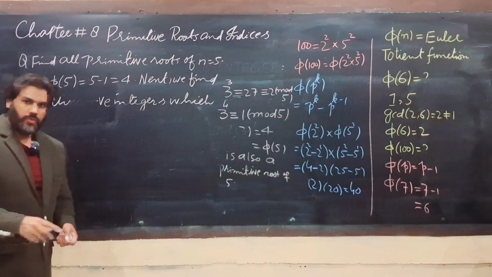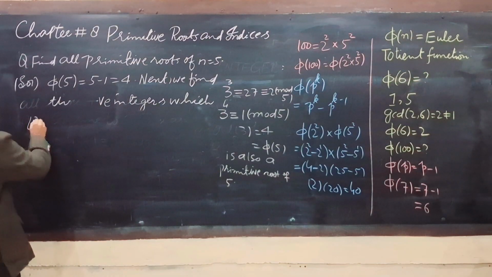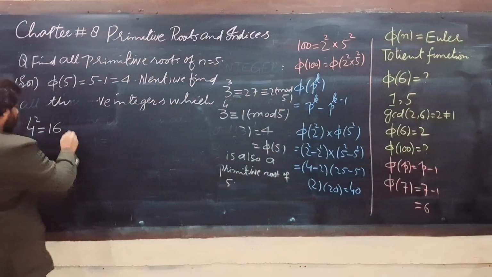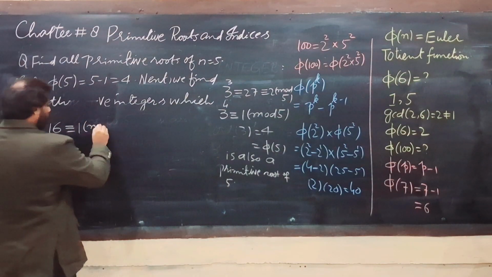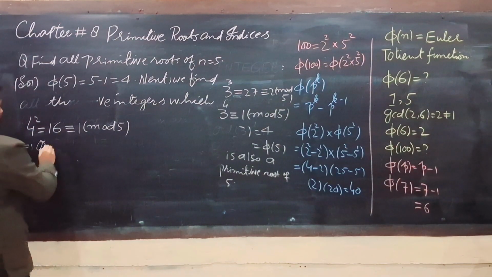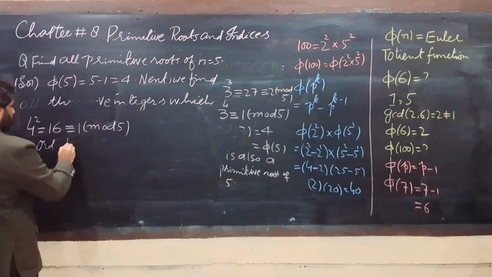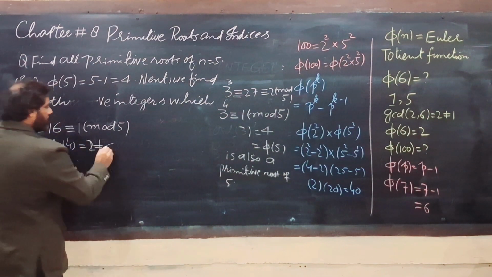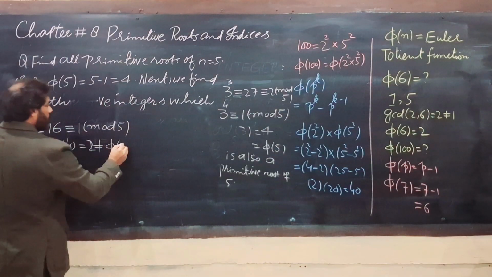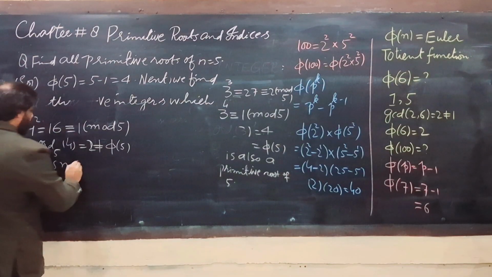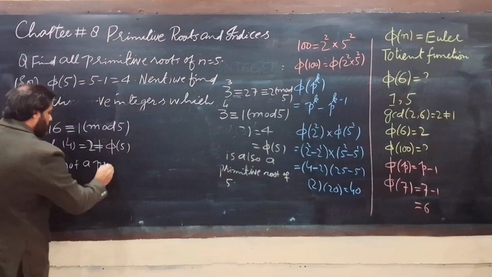Four raised to power 1 is 4 and 4 raised to power 2 is 16. When you divide 16 by 5, the remainder is 1. The remainder is 1 modulo 5. This shows that the order of 4 modulo 5 is equal to 1, sorry, which is not equal to phi of 5. So this shows that 4 is not a primitive root of 5.